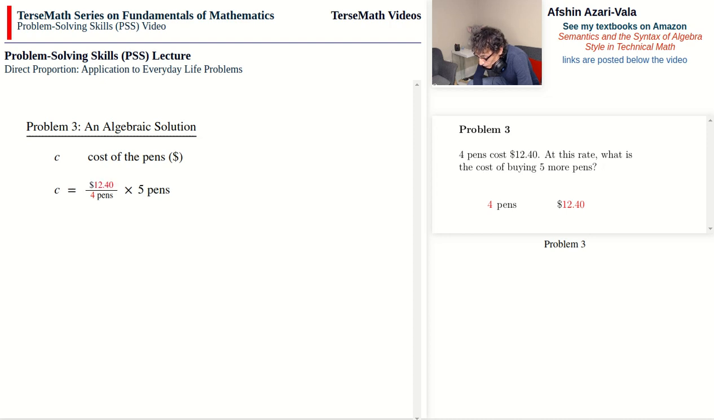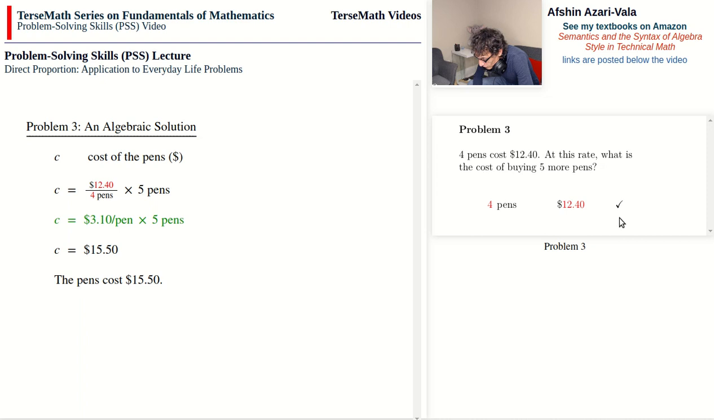Now again, if you want to explain how it works, you perform the division to find the cost for 1 pen. So if it's $12.40 for 4 pens, you can divide $12.40 by 4 to find the cost of 1 pen, which is $3.10 per pen. And then we multiply this by 5 pens, and we end up with $15.50. So the pens cost $15.50.